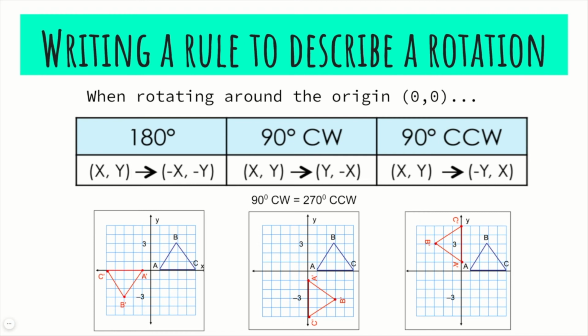When writing rules to describe rotations, when rotating around the origin 180 degrees, the x and y coordinates stay in the same order, they just become their opposites. When rotating 90 degrees clockwise, which would be the same as 270 degrees counterclockwise, your x and y coordinates flip spaces, and your x value becomes its opposite. And then 90 degrees counterclockwise, your x and y values again change, except this time your y value becomes its opposite.